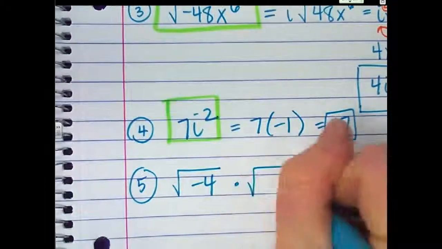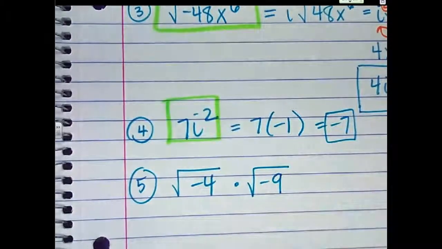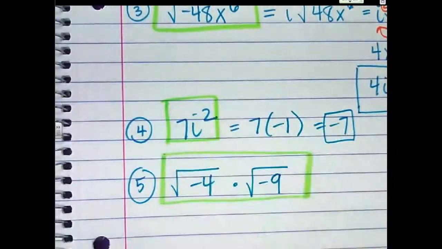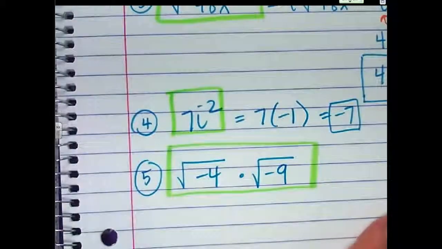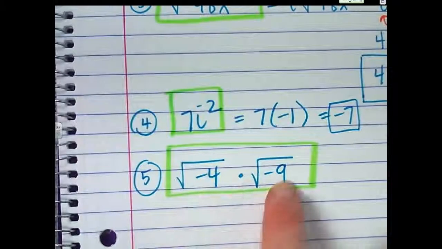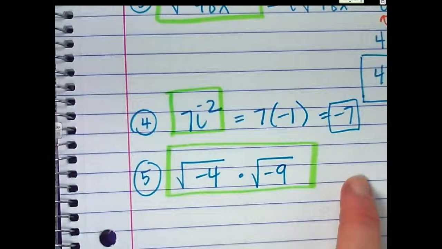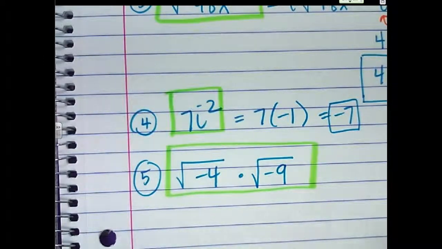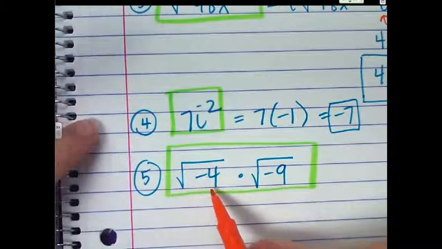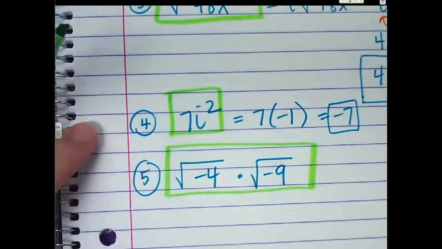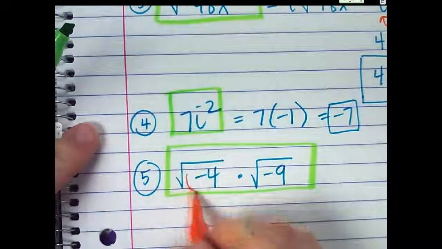Number 5, square root of negative 4 times square root of negative 9. So here's where you really want to make sure you pull out the negatives first, because if I multiply these together, I would get square root of 36. The negatives go away. So that's why we pull out the i first. It'll be an i for each one, and then when I multiply, it'll be i squared.